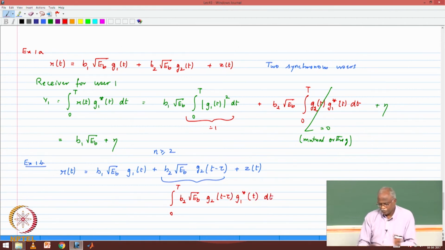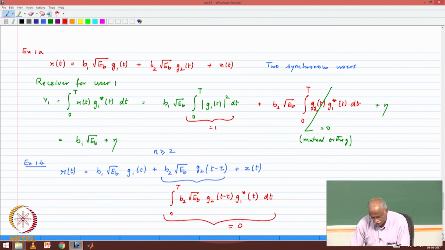Now of course b2 root Eb you can take out. The mutual orthogonality is valid for all tau. So therefore this term also goes to 0 or very close to 0. So whether it is synchronous users or asynchronous users, you are able to detect, because of the assumptions. Now how difficult is it to get mutual orthogonality? That's the challenge, but if you have that, then you have a very powerful system.